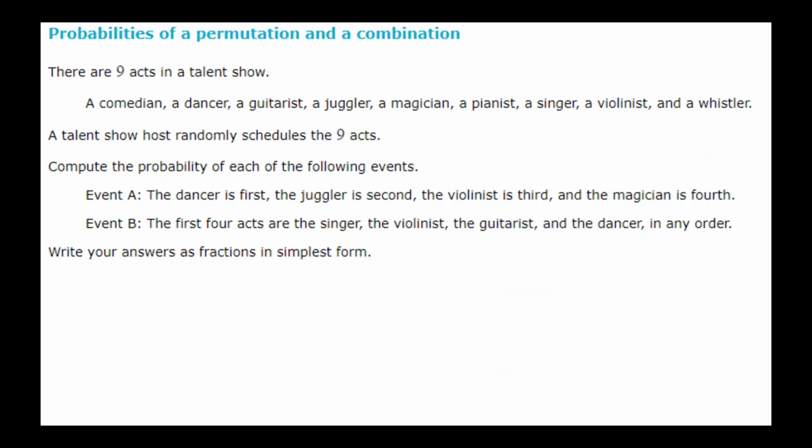So now let's look at the probability of event B. We have the same situation: there are 9 choices, and then we choose 1, so there's 8, then we choose 1, so there's 7, then 6, 5, 4, 3, 2, and we know the last person.